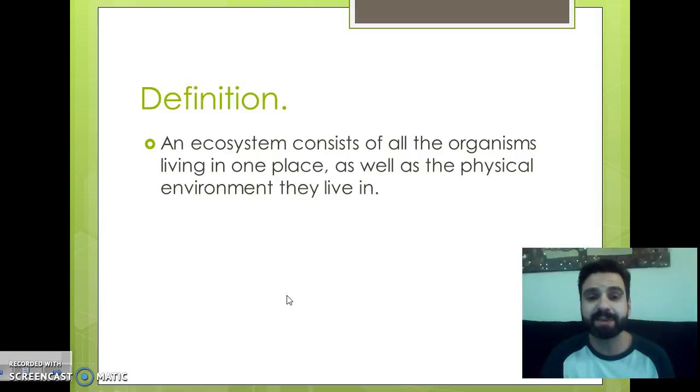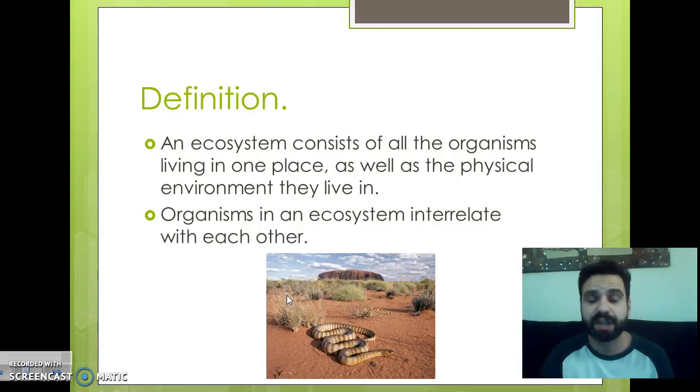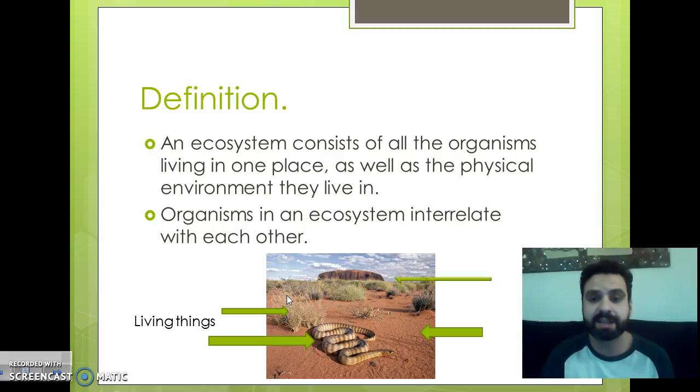An ecosystem consists of all the organisms living in one place, as well as the physical environment they live in. Organisms in an ecosystem interrelate with each other. For example, in this desert, you can see a snake and different plants, those are living things. But you can also see sand and rocks, those are non-living things.